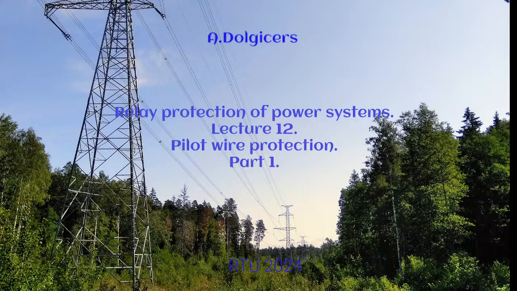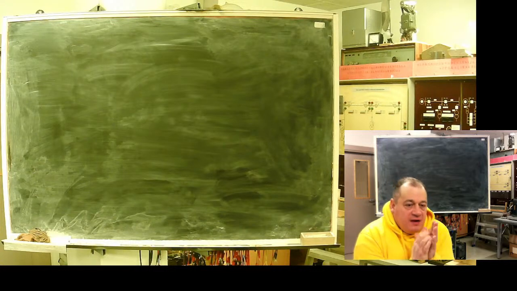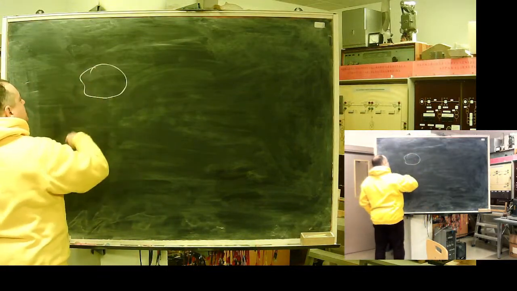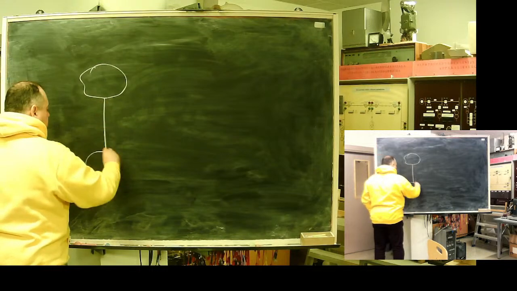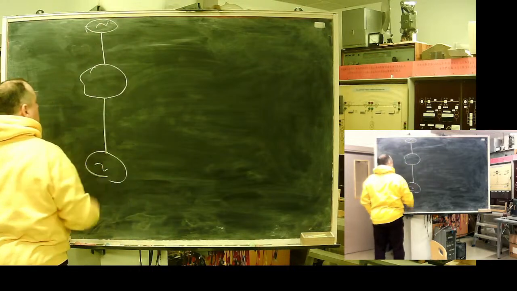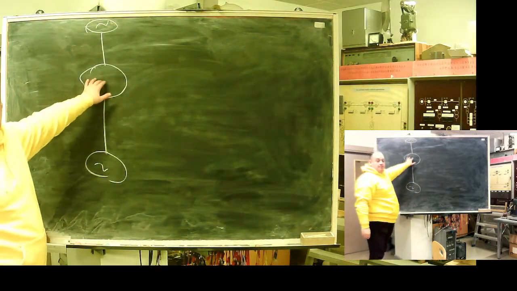Pilot wire protections, or in another name, differential protections. What are they and why are we interested in them? The idea: let's see, we have something to protect, with power possible from both sides. Here is our protected object.